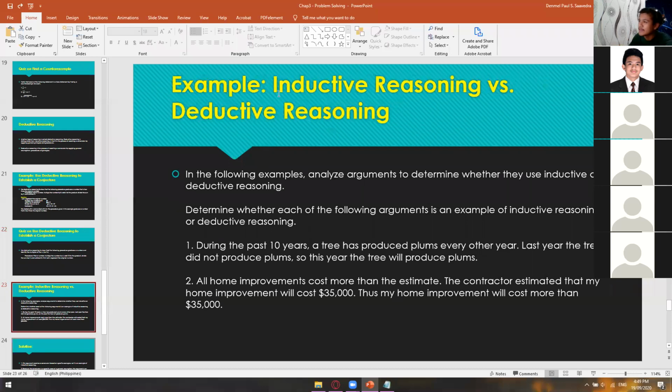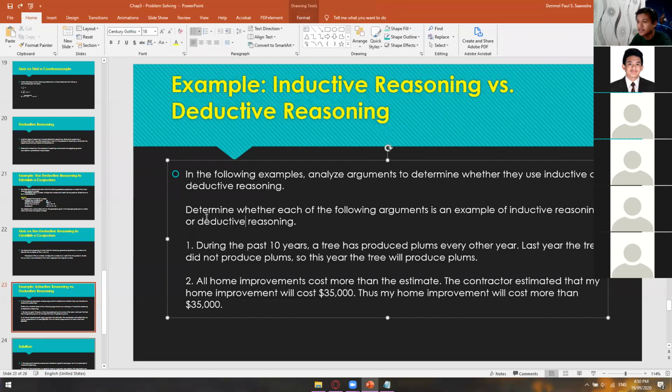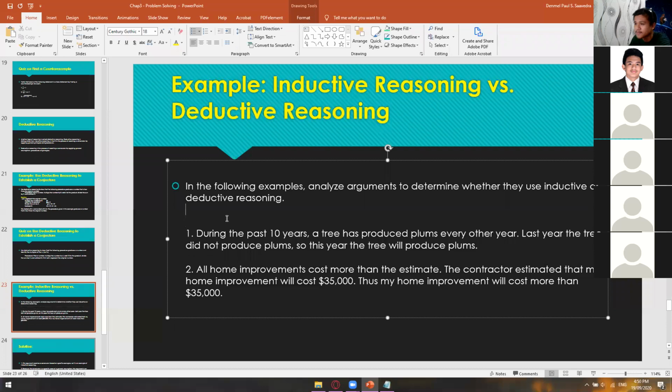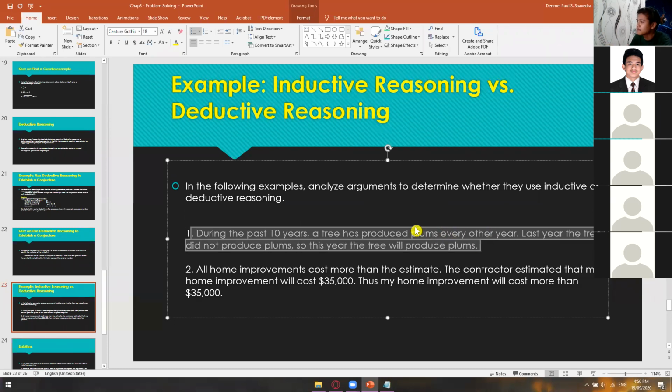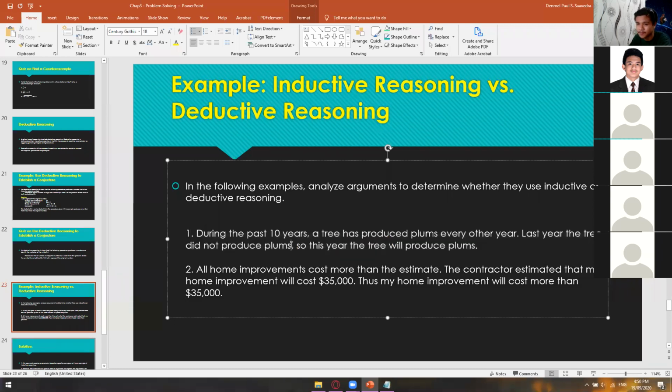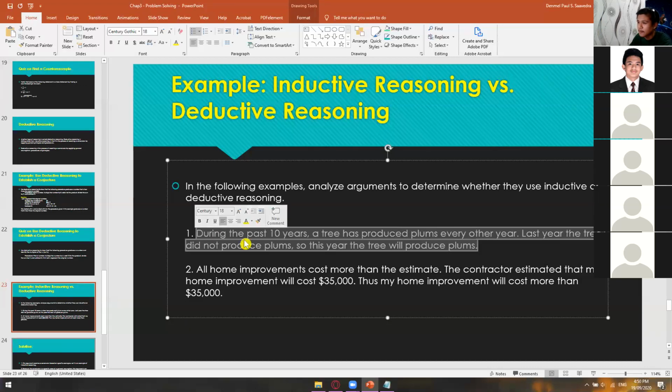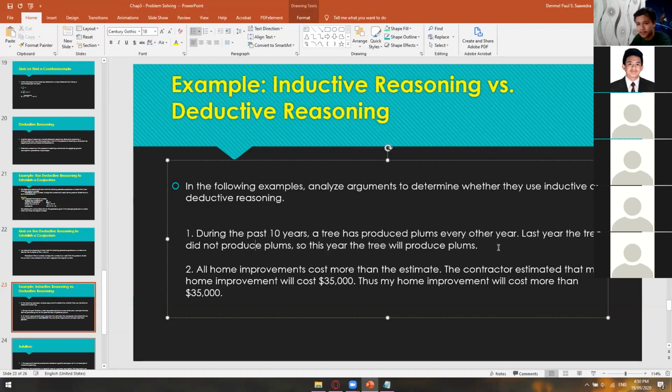Okay, next one is inductive reasoning versus deductive reasoning. Okay, so in the following examples, analyze arguments to determine whether they use inductive or deductive reasoning. So determine whether each of the following arguments is an example of inductive reasoning or deductive reasoning. So parang redundant. Okay, so all you need to do is identify whether this statement came from inductive reasoning or deductive reasoning. Okay, so during the past 10 years, a tree has produced plums every other year. So last year, the tree did not produce plums. So this year, the tree will produce plums. So is this an inductive reasoning or deductive reasoning?